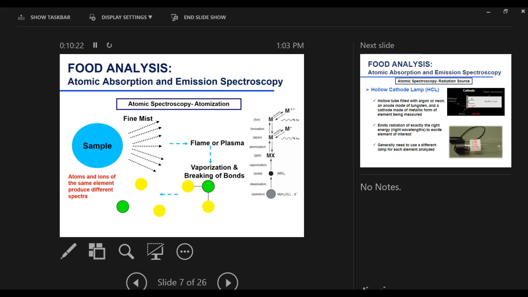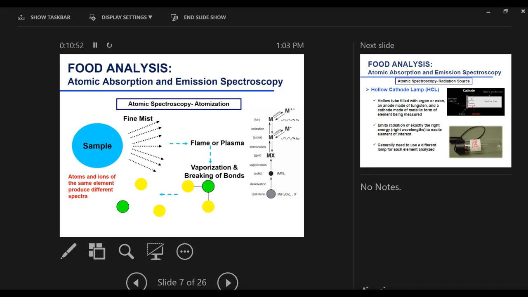So you will have your minerals in molecular form in solution. We remove the solvent and then vaporize into the gaseous state in the flame, and then the heat from the flame causes the breakage of the bonds to get an atom, and then the atom gets the light from your lamp, and then it gets excited, and that's where you measure absorption or emission after going back to ground state.